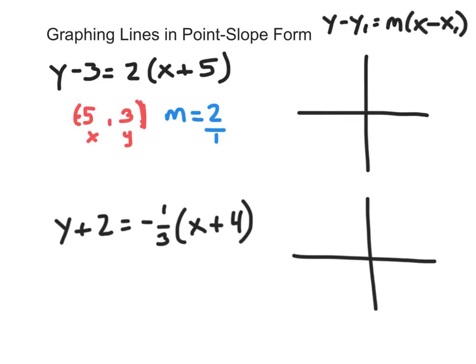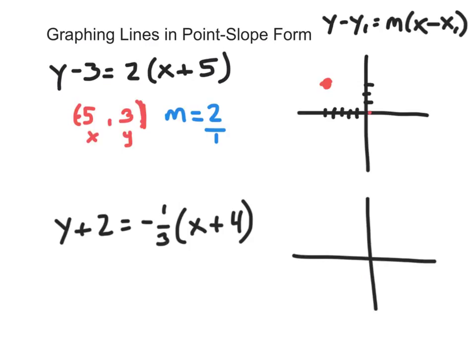Plotting our point at negative 5, 3. So we're going to go negative 5 on our x-axis. There's negative 5 and positive 3 on our y-axis. So we need to plot the point. From the origin we go negative 5, positive 3, and that's where the point will be found, at negative 5, positive 3.